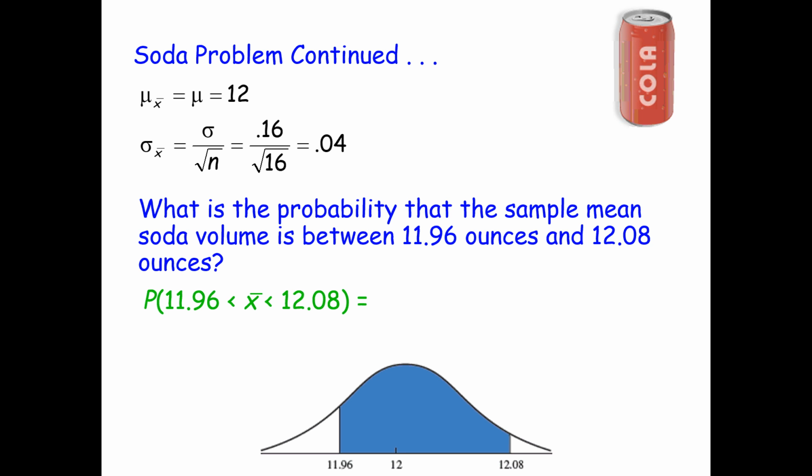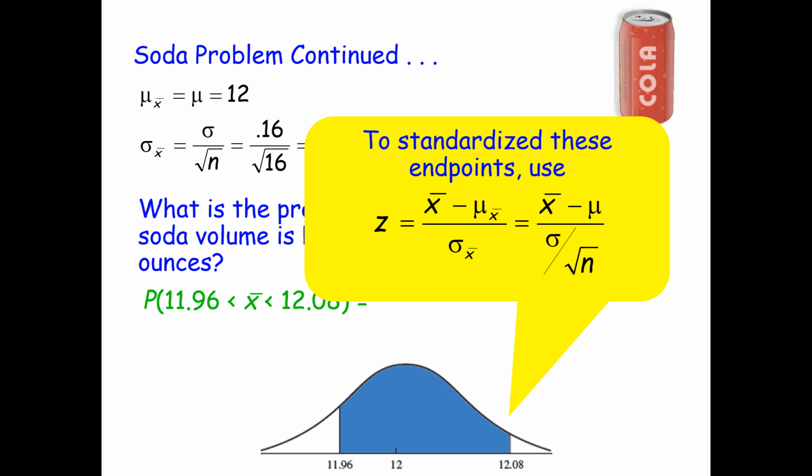Now, in order to get this, we're going to need a z-score. But in order to get a z-score, we need to standardize our endpoints. To standardize these endpoints, we're going to use the fact that the mean of our sample mean equals the population mean, and that the standard deviation of our sample mean can be calculated by the standard deviation divided by the square root of n.